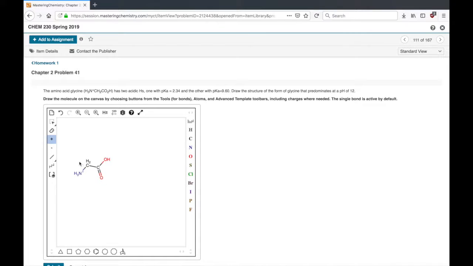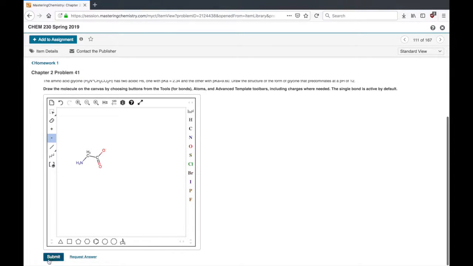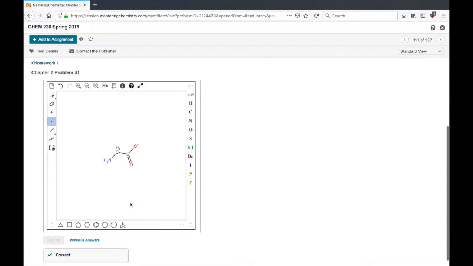Okay, so instead what we want to do is go and remove that. So I think I can just, yeah, click on the negative. That takes one of the hydrogens away. Then I go over here to the oxygen, click this oxygen. That'll make one of the hydrogens go away. And now we have this right here, which would be the predominant form at a basic pH. So hopefully that should be correct, and it is.